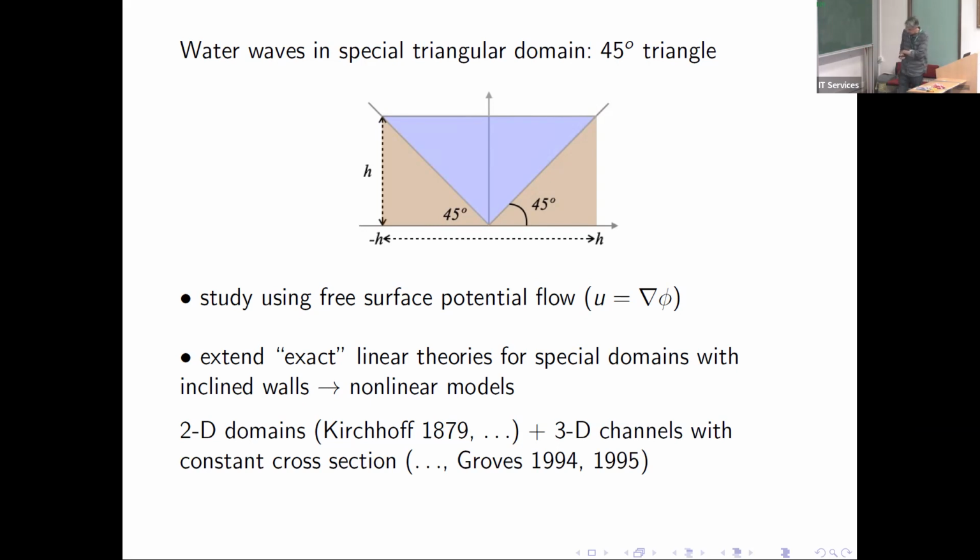The first thing is that we are modeling with a free surface potential flow. So it's an inviscid, incompressible, and constant density fluid, where the velocity is given by the gradient of what we call the hydrodynamic potential, which is a harmonic function inside the fluid.